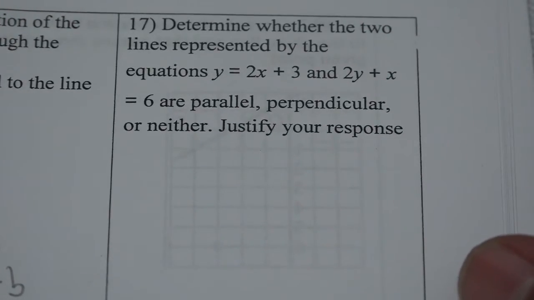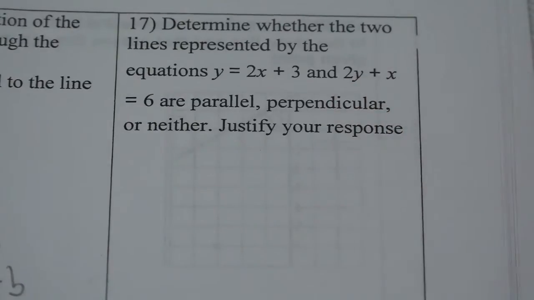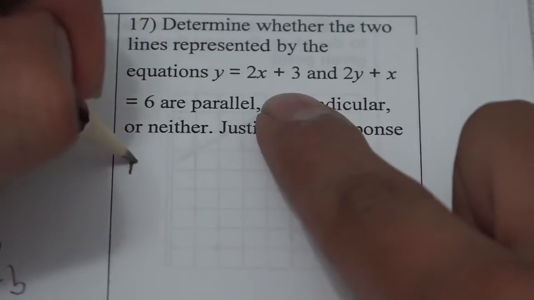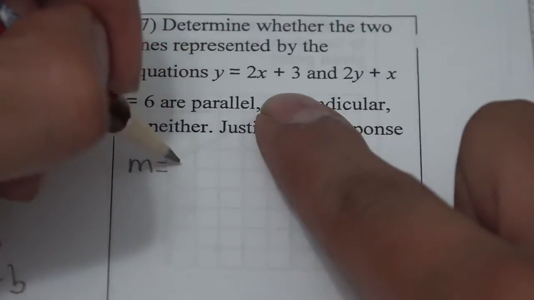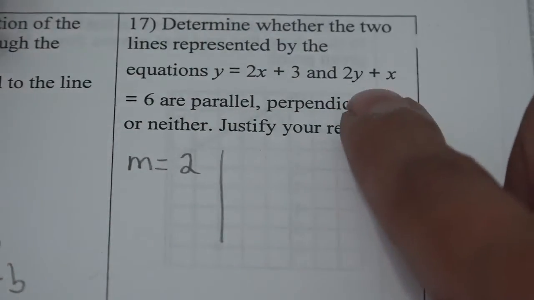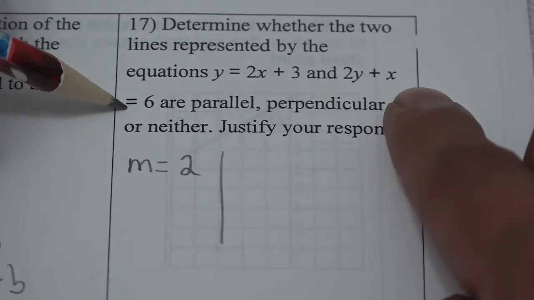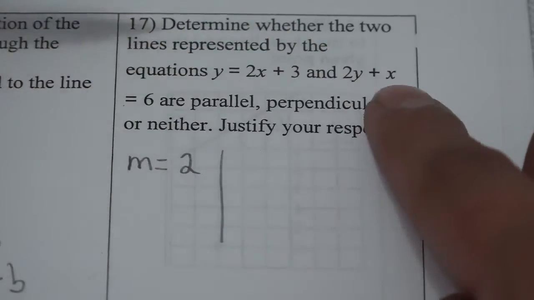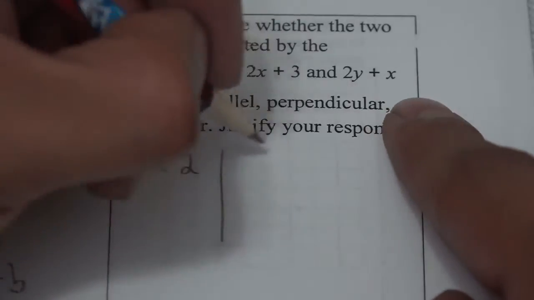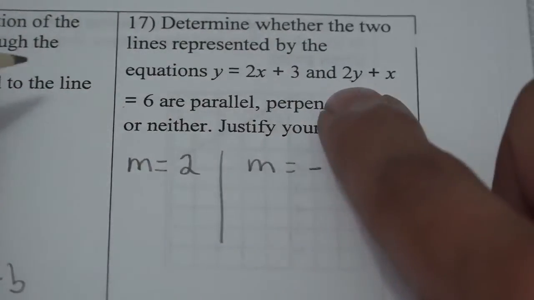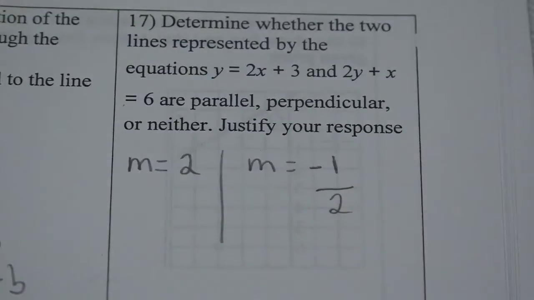Determine whether the two lines represented are parallel, perpendicular, or neither. Justify your response. Let us identify the slope here. What is it? Good job, 2. Now let us identify the slope of the other line. It's not solved for y, so you gotta solve for y. I already know that the x is on the same side as the y, so I'm gonna move the x to the other side, making it -1x. It starts with -1, and I'm gonna divide by 2. So the slope is -1/2.